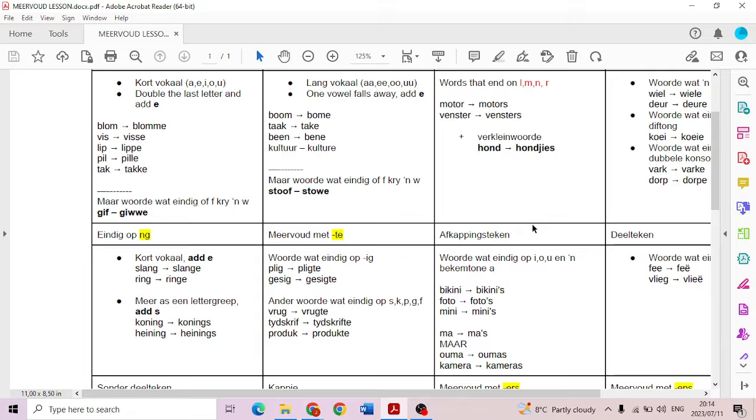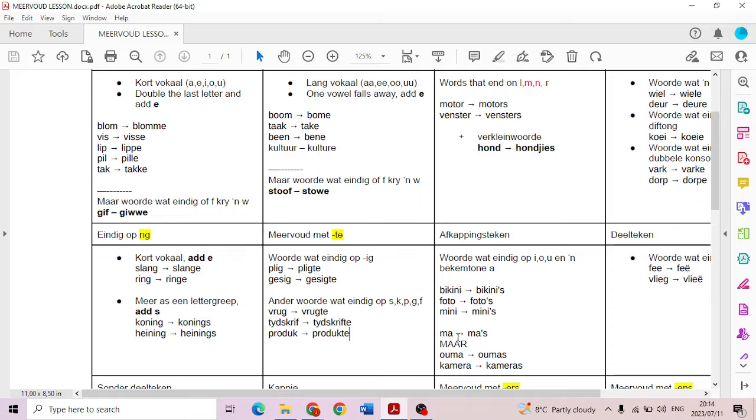Afkappingsteken, it means apostrophe. So words that end on I, O, U and a beklemtoonde A, that means an emphasized A. Okay, so I, O, U and an emphasized A. Bear in mind, this is not a diphthong, which means that it must be the vowel on its own. Okay, so bikini will become bikini's with apostrophe S. Foto becomes foto's with an apostrophe S, as well as mini's.